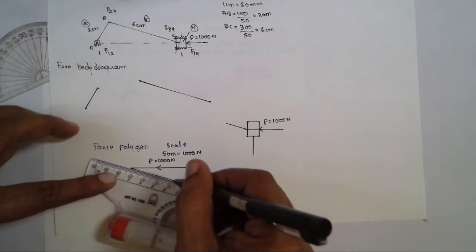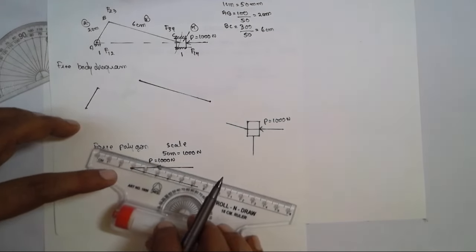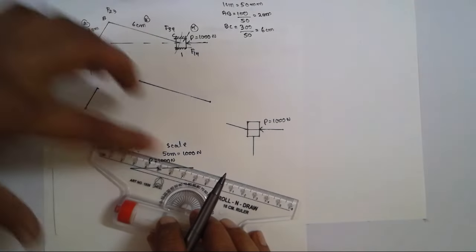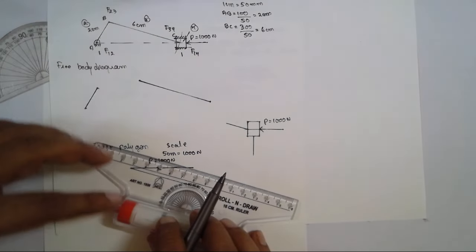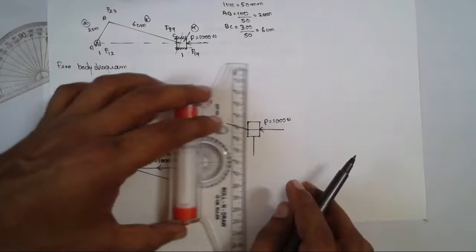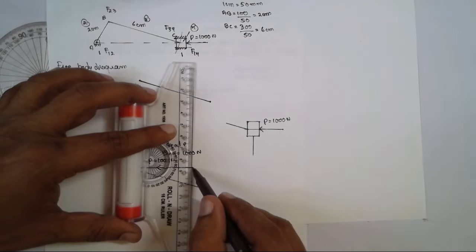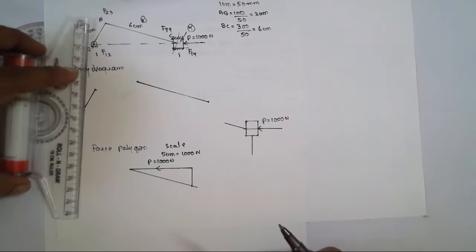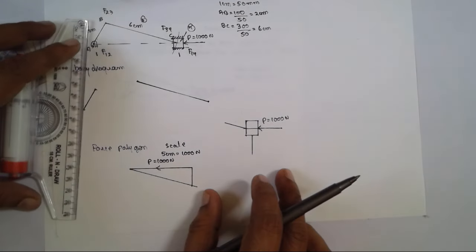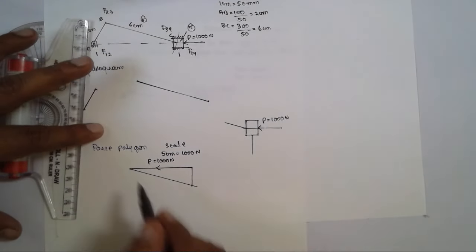From this point, you can also draw the line from here, and on this side also. You will get the same answer. Next, I know this line. From this point, I will draw the line. And next, I will complete the profile through the arrows.